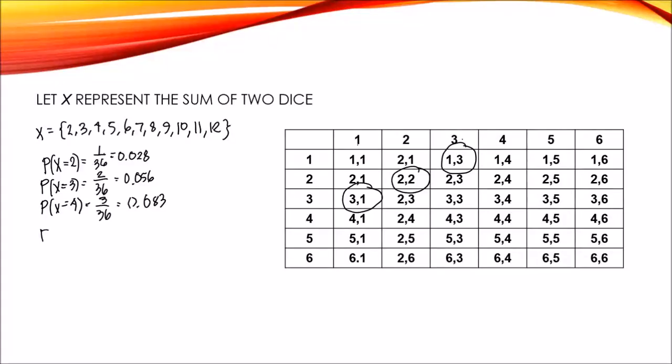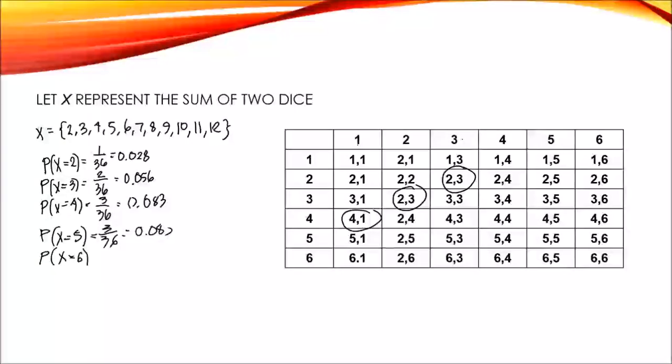Then we have the probability distribution when our x is equal to 5. For 5, we have 3, 2, 2, 3, and we have 4, 1. Correct? So therefore we have 3 over 36.